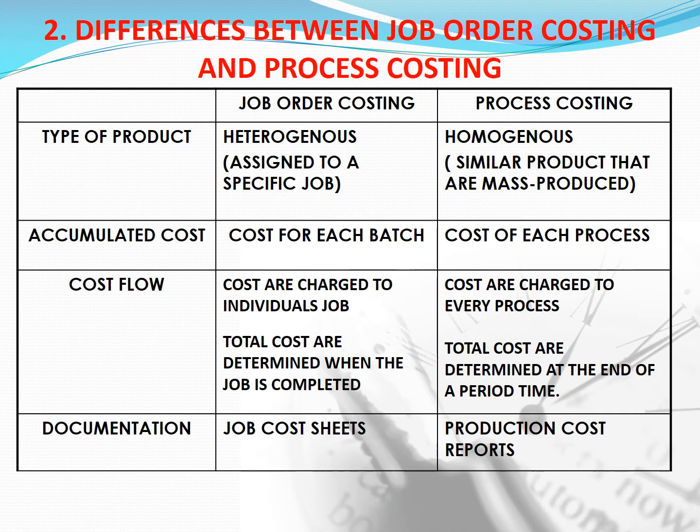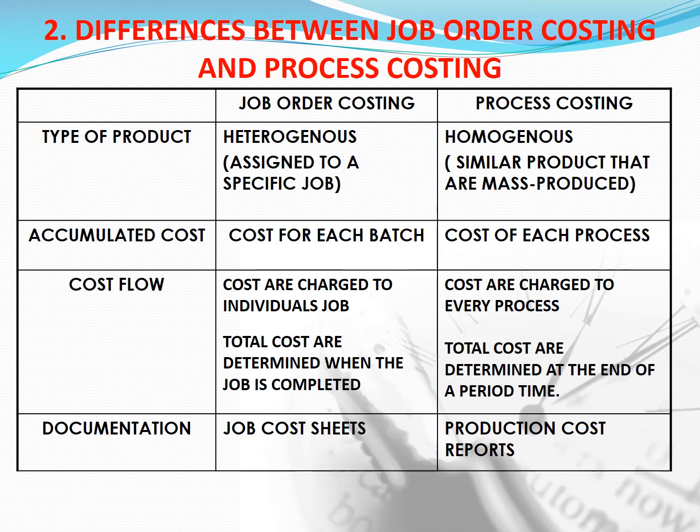Differences between job order costing and process costing. Job order costing, process costing. Type of product: heterogeneous, assigned to a specific job; homogeneous, similar products that are mass-produced. Accumulated cost: cost for each batch; cost of each process. Cost flow: costs are charged to individual's job.